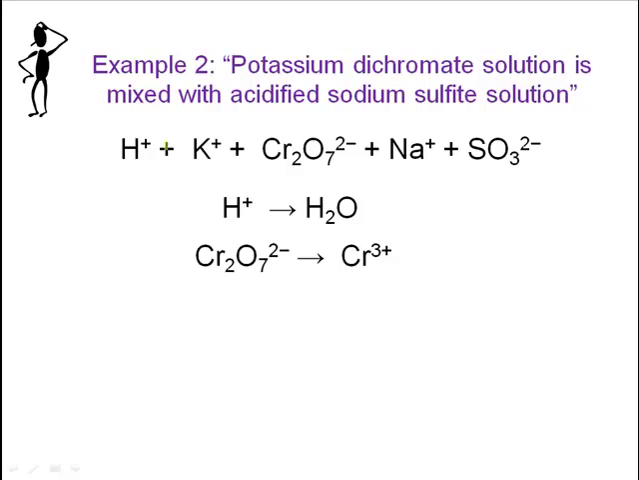So, who's the winner here? There you are, dichromate. Now, potential losers. What are the potential losers? Potassium, what else? Sodium or sulfide.